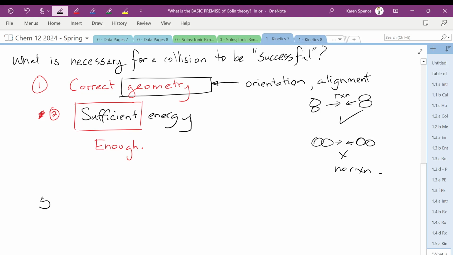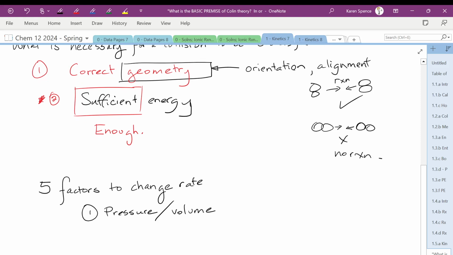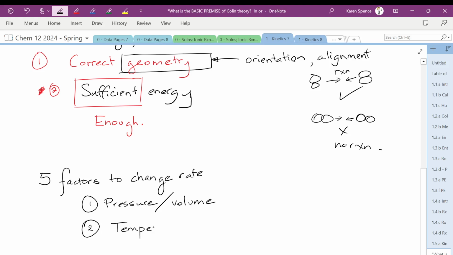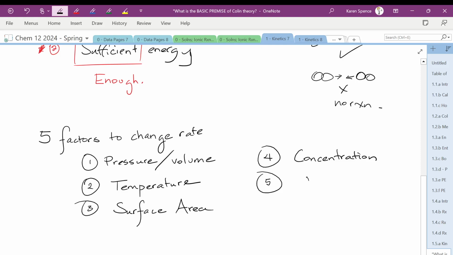We got pressure or volume, so the 5 factors to change the rate. 1. Pressure slash volume. That's 1. Temperature. Yes. That's 2. Surface area. Concentration. Catalyst. And then there actually is a 6th one. Does anyone know what that one is? It's the nature of the reactants.